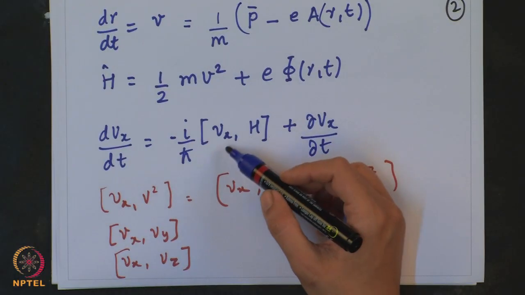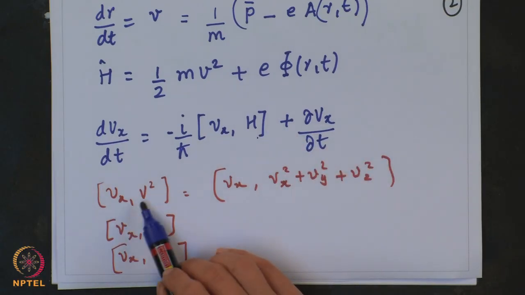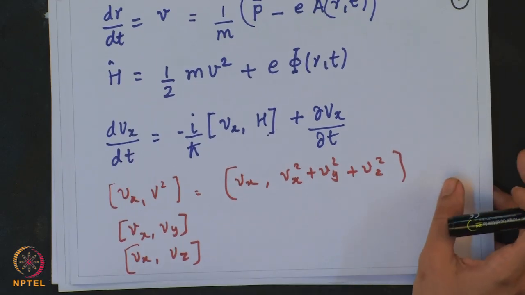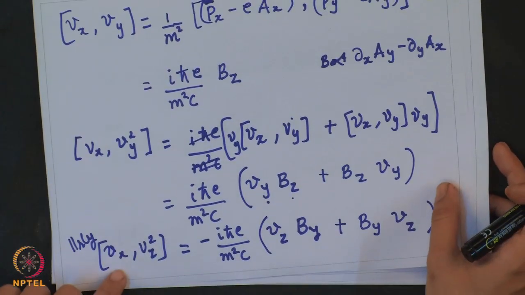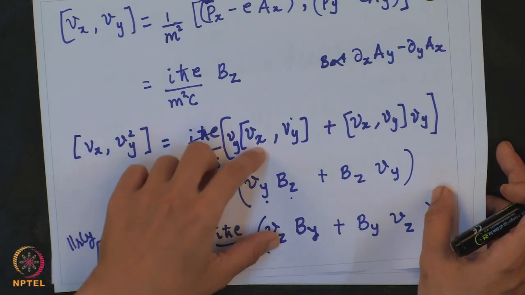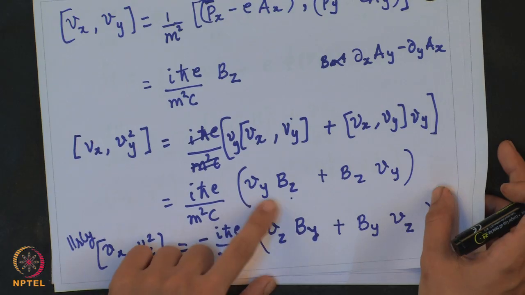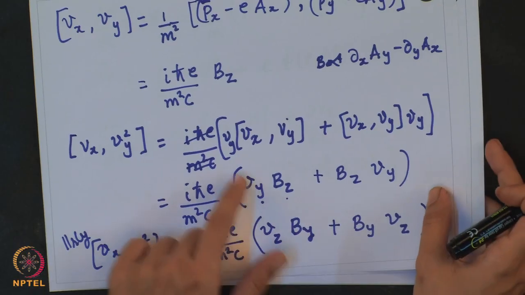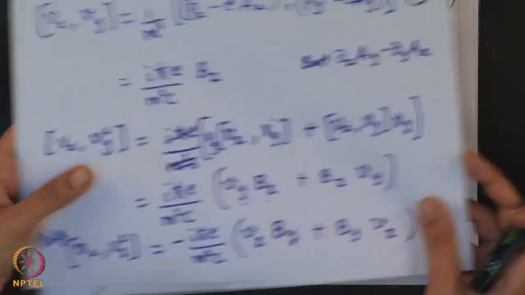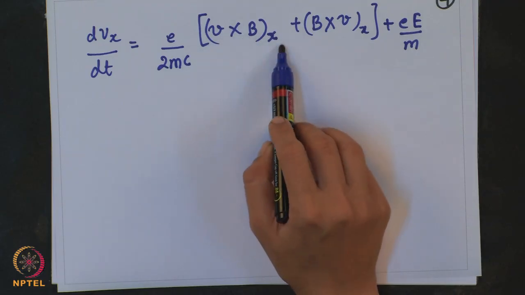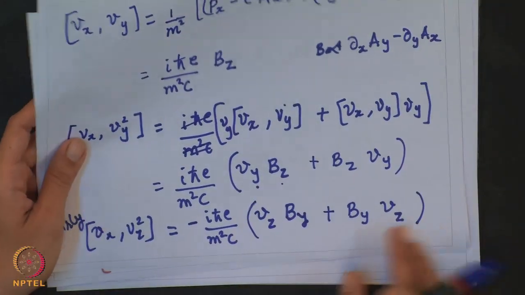So, here we had to find out v cross v square, and we had broken it in steps, wherein we obtain vx square plus vy square plus vz square. We add these two. So, here we have vy Bz minus vz By. So, this will be a v cross B term. One v cross B term will give me the x term, v cross B x and B cross v x. So, we have resolved this part.